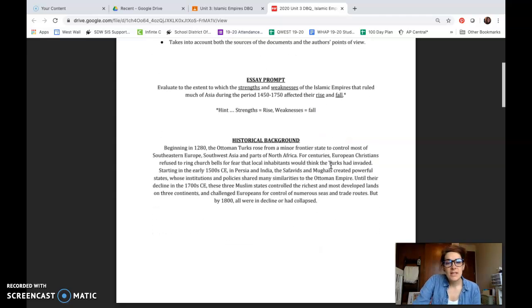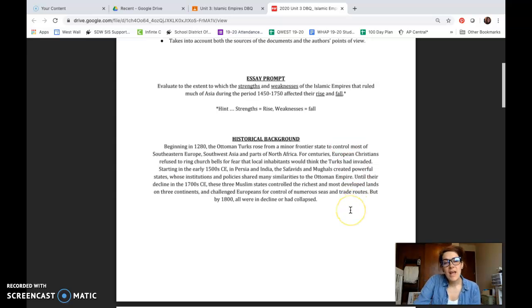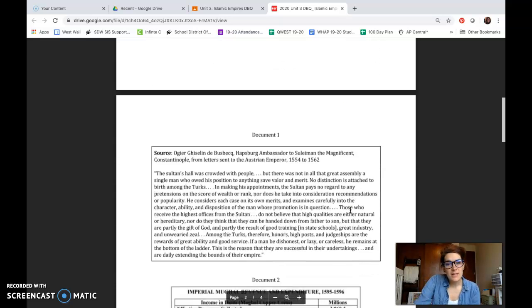The second thing that is given to you is historical background. Historical background is really given as an opportunity for you to dive deeper into exactly which empires they are talking about in this prompt, and hopefully give you a brain refresher of some of the ones that were around during this time period. So this one is going to be talking about the Ottoman Empire, the Safavids, and the Mughals, and you can see that as we go through and read our documents.